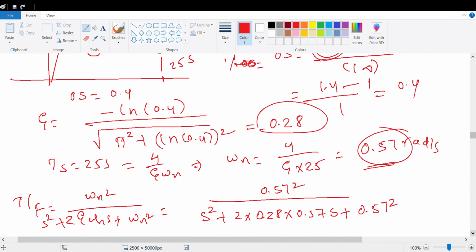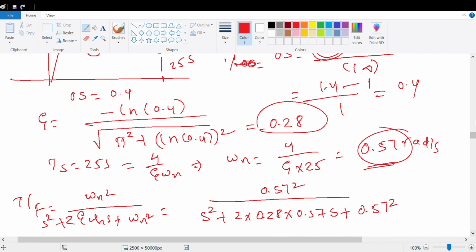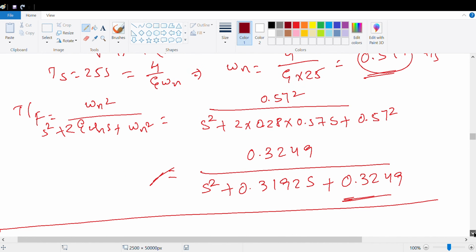In this question they have asked for the transfer function. Transfer function means omega n square by s square plus 2 zeta omega n s plus omega n square. Therefore from the plot we get the maximum value and then the final value. This is the maximum value and this is the final value. From that we can calculate overshoot. If you know the overshoot, then you can find the damping ratio, and the settling time is 25 seconds. We know the settling time formula, so you can find omega n from there, and once we know zeta and omega n, we can calculate the transfer function. And then the next question is 29.